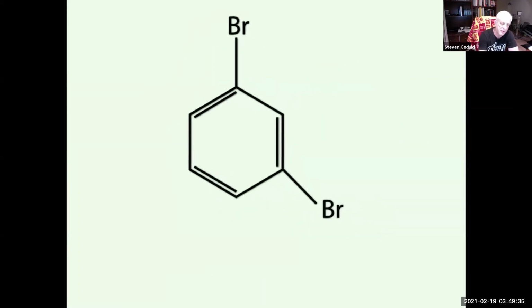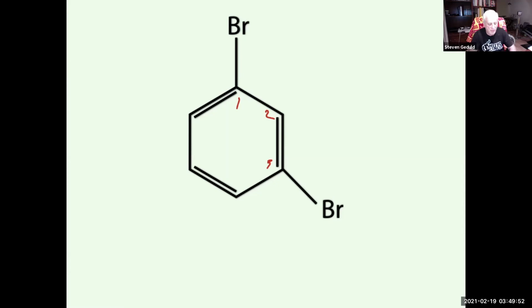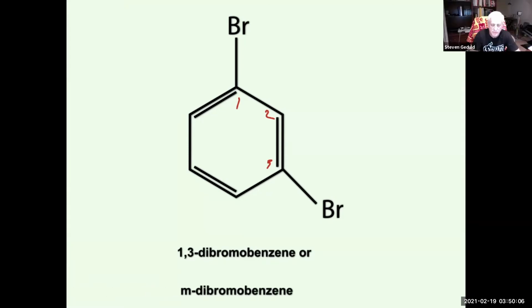Now we can go back to ortho, meta, para. So here's our benzene ring, and 1, 2, 3. So who wants to name this one? 1,3-dibromobenzene. Perfect. Or we could use ortho, meta, para. Which one do we use? Meta. Perfect. Or meta-dibromobenzene. 1,3 position.